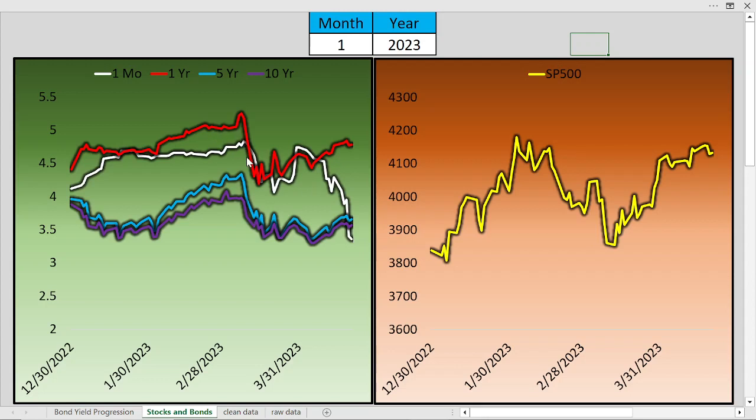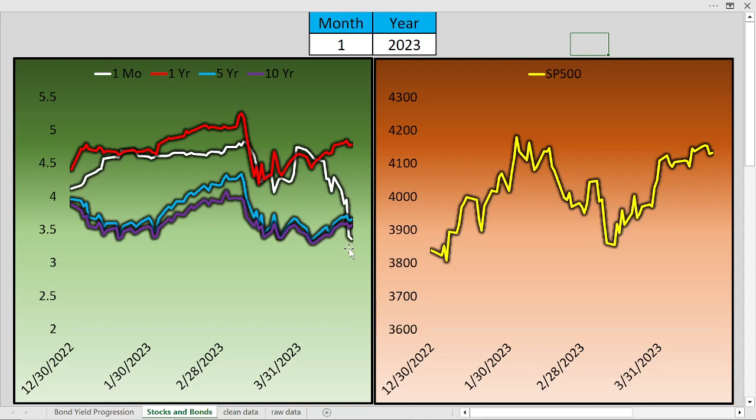The red line is a 1 year, which is now chugging back to the upside. Again, this, I think, is much more representative of what the stock market is doing, the 1 year bond. But the 1 month, again, could forecast what the 1 year is going to do. And that is really a very significant drop because now it's down below the 5-year and the 10-year.